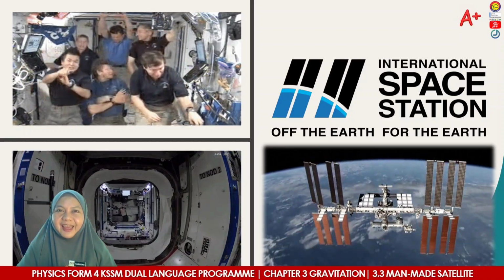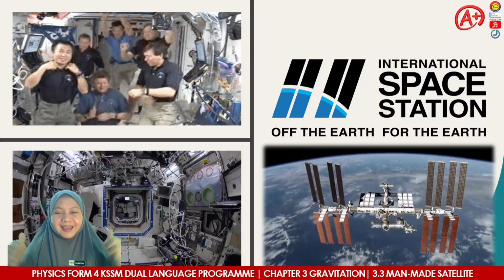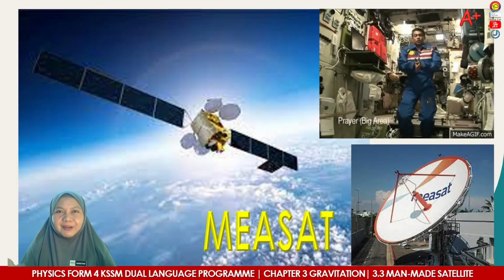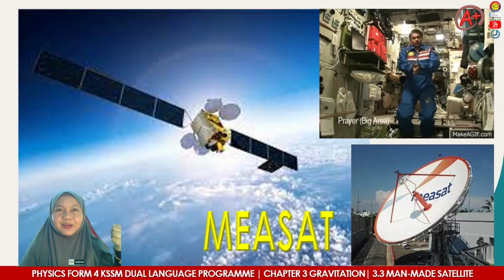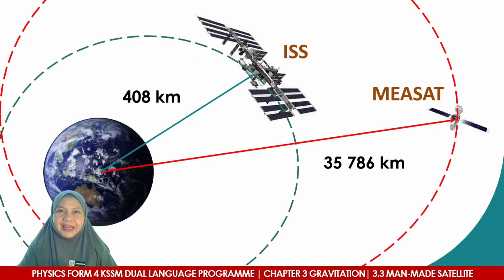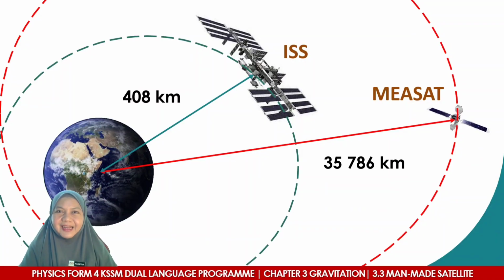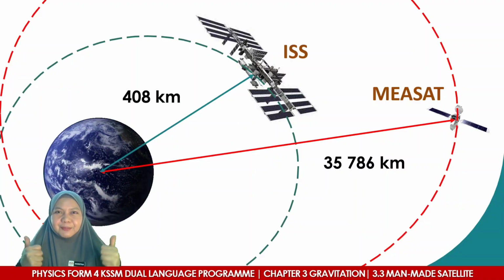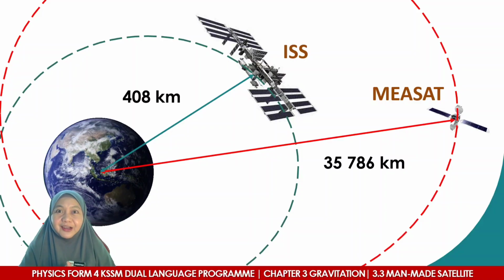Very good. Okay, as you can see in my bag, it is ISS, International Space Station. And what about this? This is another example of a man-made satellite which is called Miasat. Do you recognize the astronaut up there? Yes, that is our first space explorer, Dr. Sheikh Muzaffar Shah. So just now, I gave you two examples of a man-made satellite, namely ISS, International Space Station, and Miasat. So this is the position of these two satellites on Earth orbit.